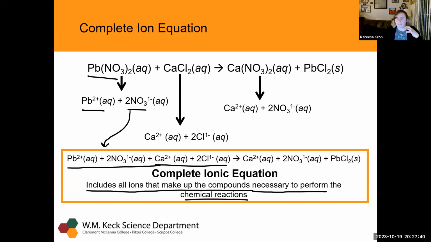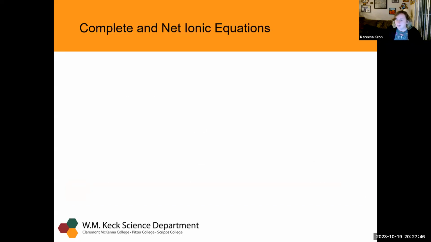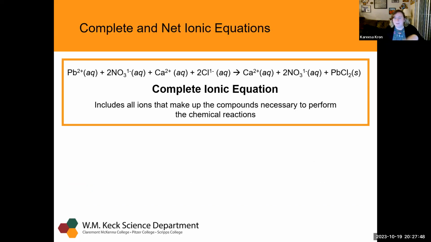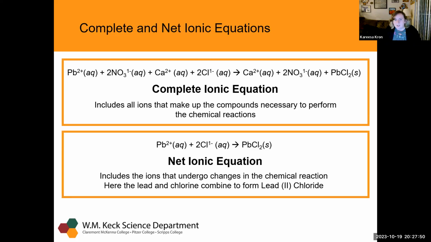And so this helps us understand what's actually happening in the beaker and where everything is hanging out. And what that helps us do is move from this complete ionic equation to an equation that considers the ions that specifically undergo changes to form something new in our chemical reaction. So if we look up here, our nitrate doesn't actually do anything or change across our reaction equation.